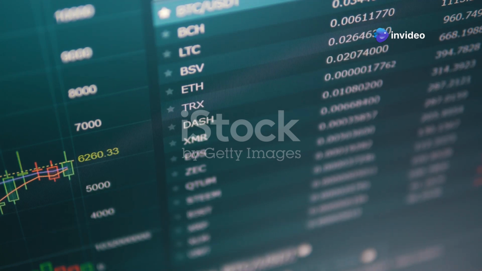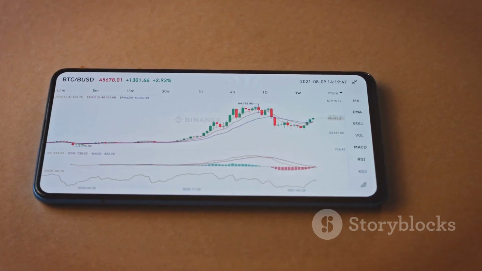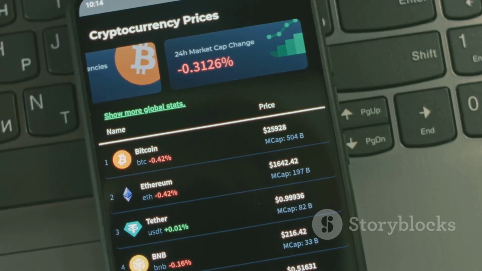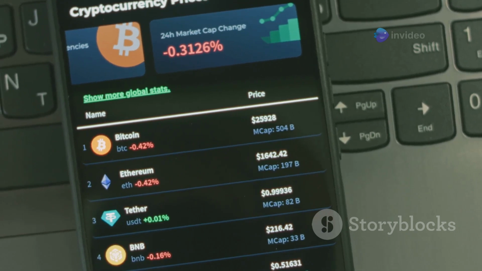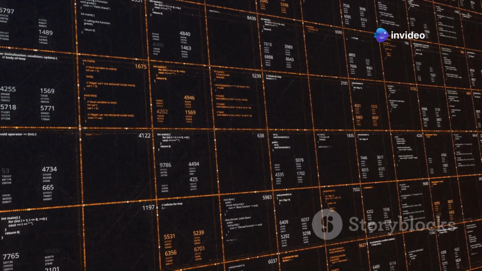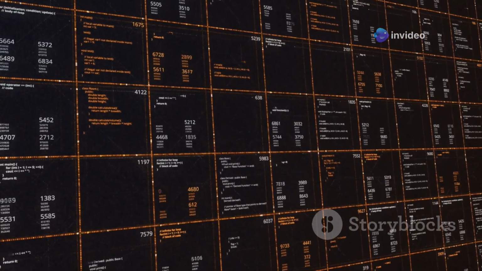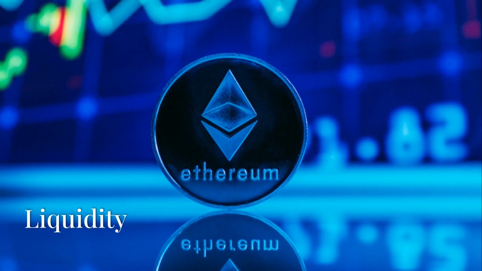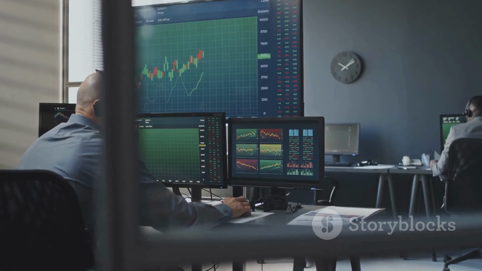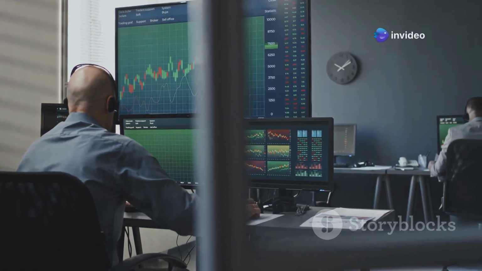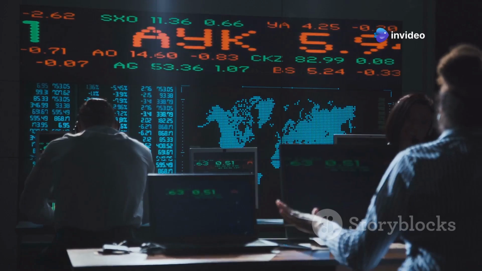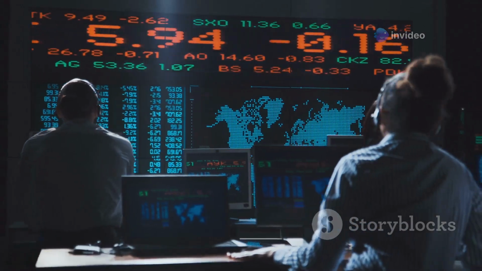Market capitalization, or market cap. Definition. Market cap represents the total value of a cryptocurrency, calculated by multiplying its current price by the total number of coins in circulation. It provides insight into the relative size of different cryptocurrencies in the market. Liquidity. Definition. Liquidity refers to how easily an asset can be bought or sold in the market without affecting its price significantly. High liquidity indicates many buyers and sellers are present in the market.